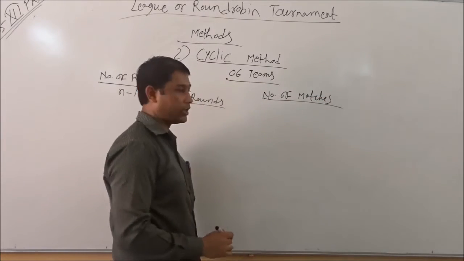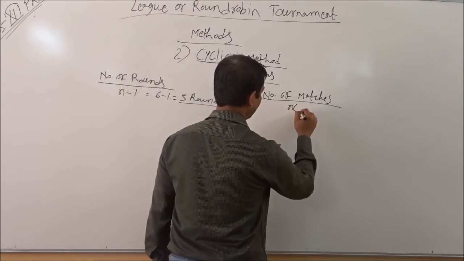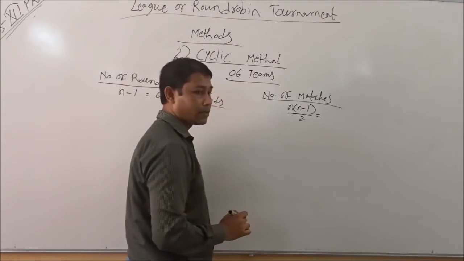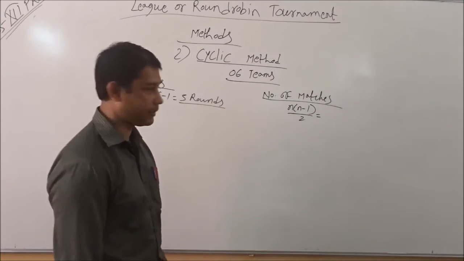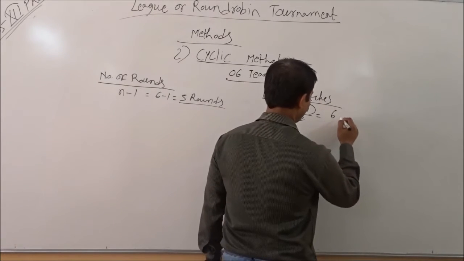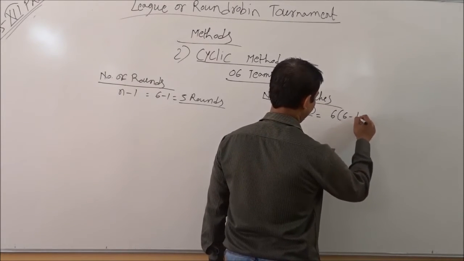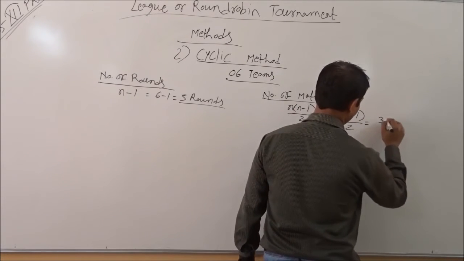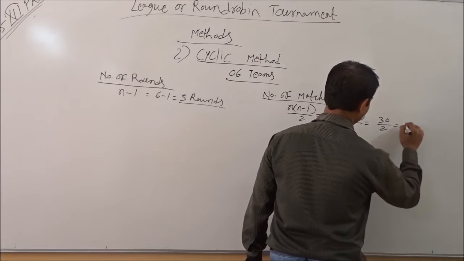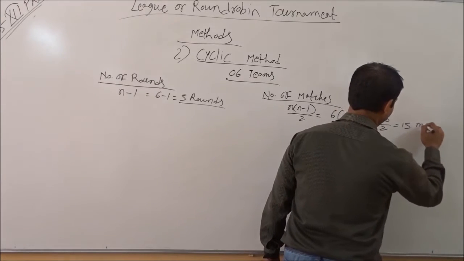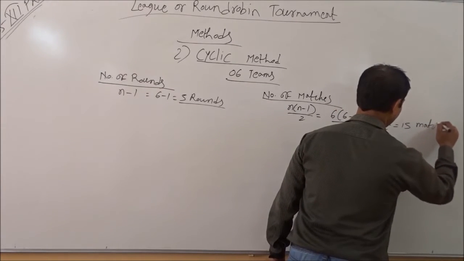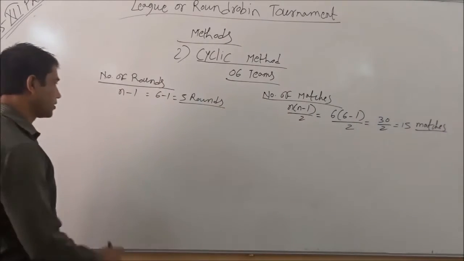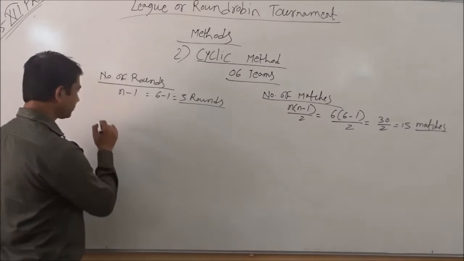Number of matches, the formula is n into n minus 1 upon 2, where n means number of teams participating. So 6 into 6 minus 1 upon 2, that means 30 upon 2, it becomes 15 matches. So 15 matches will be all together. So let us start the fixture.